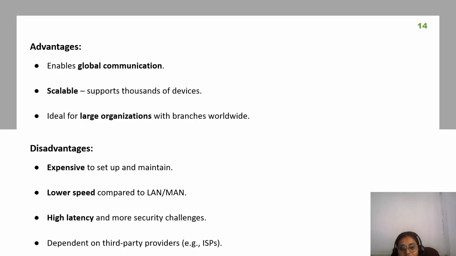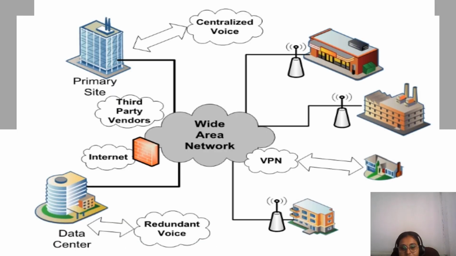Advantages are it enables global communication, it is scalable, supports thousands of devices, and it is ideal for large organizations with branches worldwide. Comparing to the disadvantages, it is expensive, it has lower speed compared to LAN and MAN, and high latency. And it depends on a third party provider. This is an example for the wide area network. We need third party vendors for connecting with the primary site or a local site.